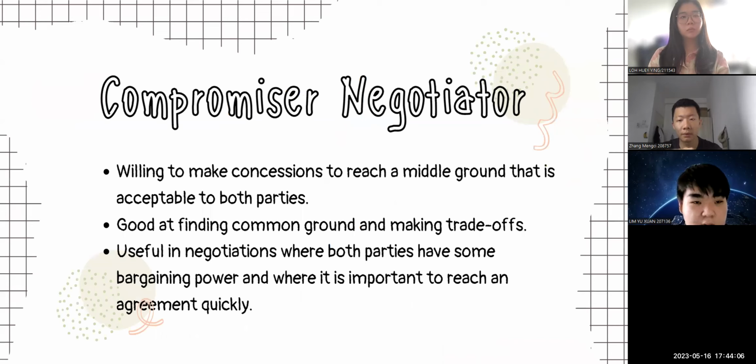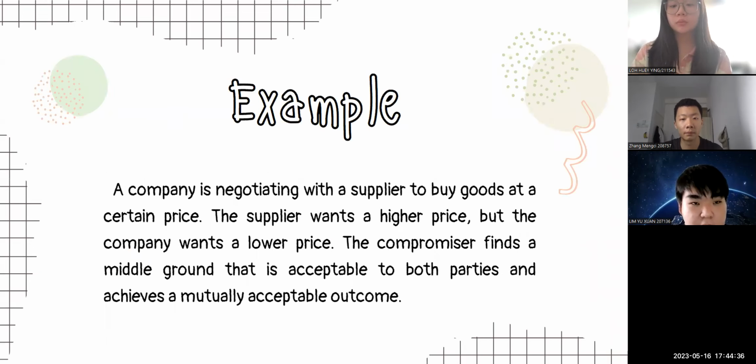So next, the compromiser negotiator. This type of negotiator is willing to make concessions to reach a middle ground that is acceptable to both parties. They are good at finding common ground and making trade-offs. This approach is useful in negotiations where both parties have some bargaining power and where it is important to reach an agreement quickly.